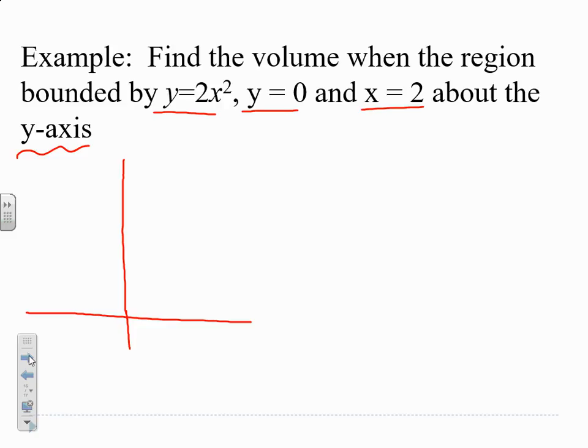All right, so y equals 0 is the x-axis. Y equals 2x squared is a parabola, and then x equals 2 is a vertical line. So really, we are worried about this region right here, because that's what's bounded. I'm going to go ahead and erase the other half of the parabola. It really doesn't matter.